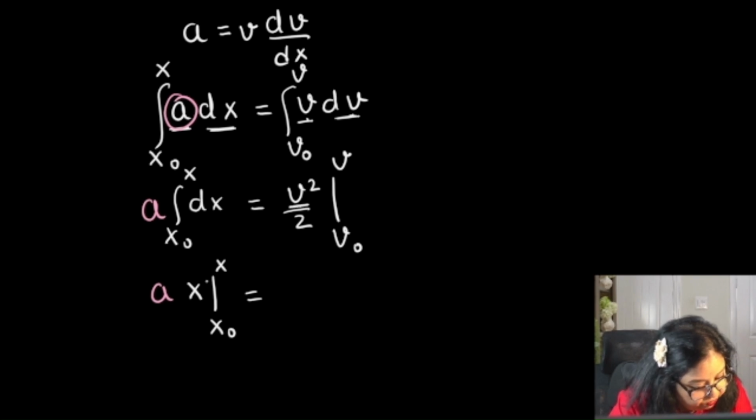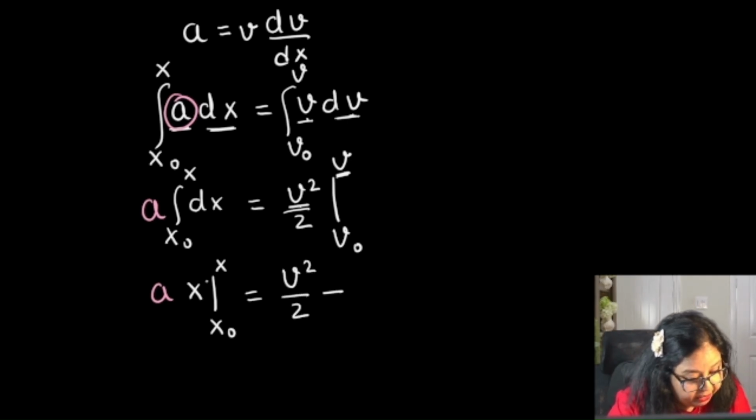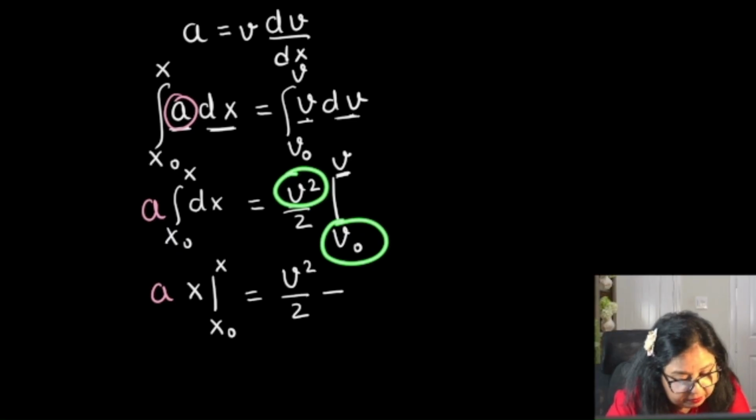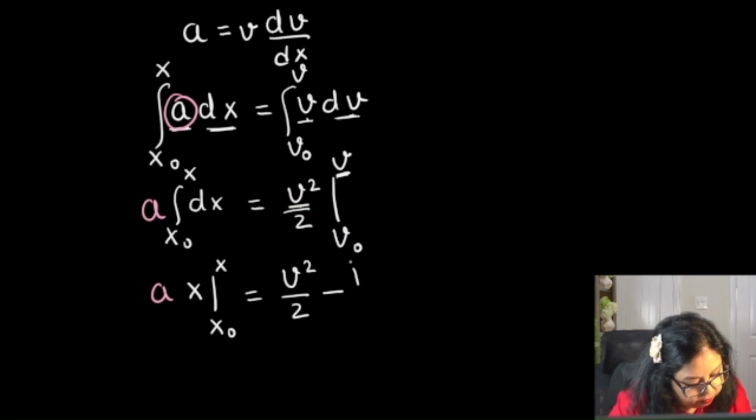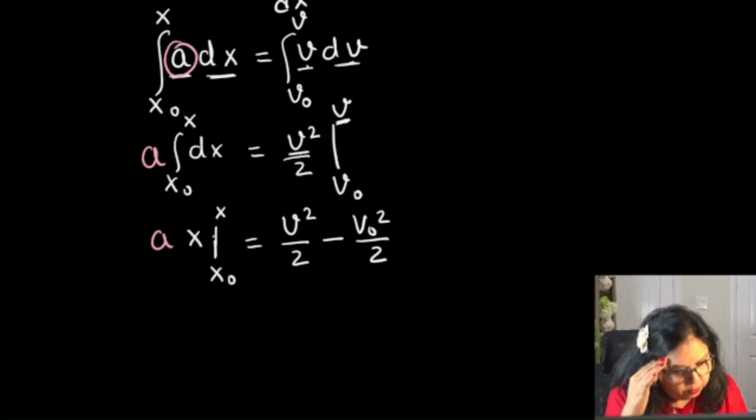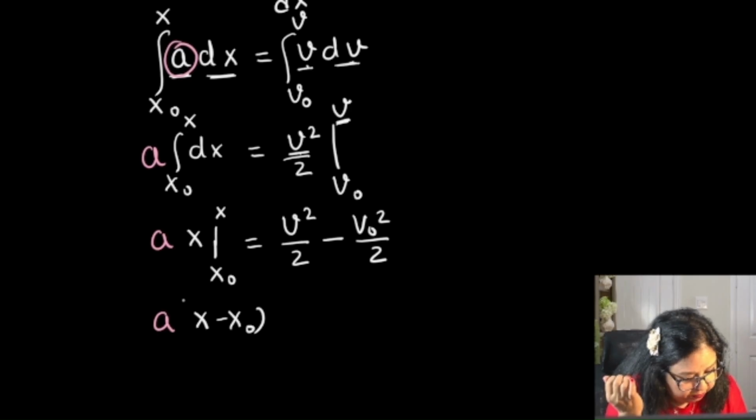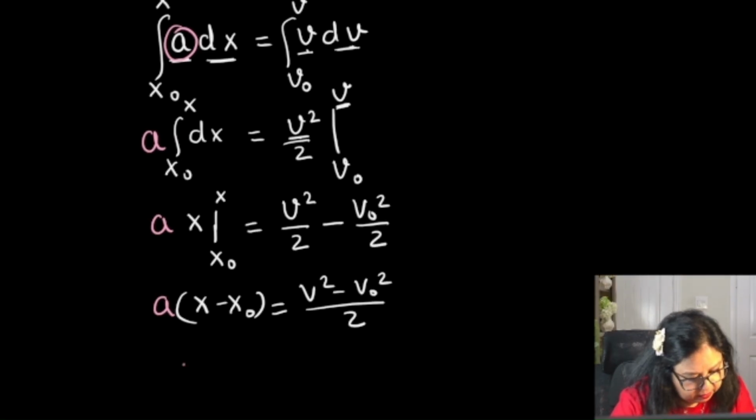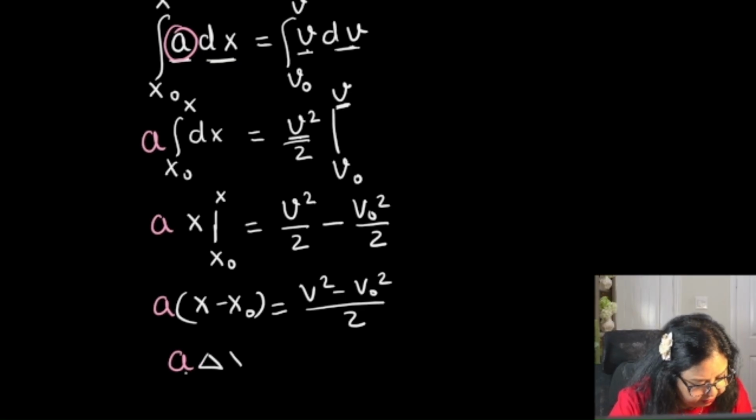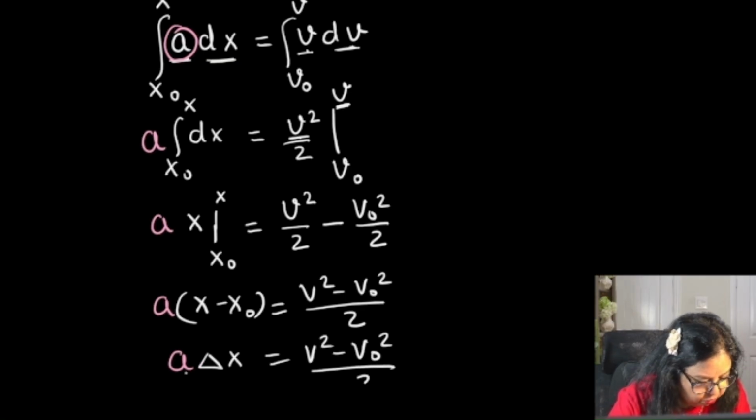And on the right hand side, this v is first going to assume the top limit value v, so v squared over 2, minus. Now this v is going to become v naught, v naught squared over 2. What do we get? A times this x is first going to assume the top limit minus the bottom limit. What do we get? x minus x naught equals v squared minus v naught squared divided by 2. This gives us a times delta x equals v squared minus v naught squared over 2.